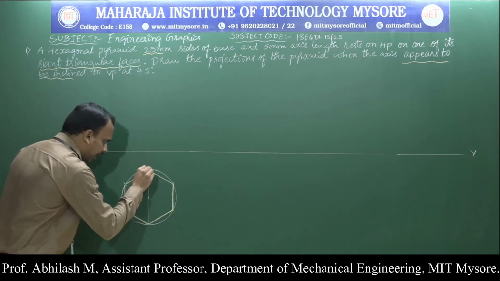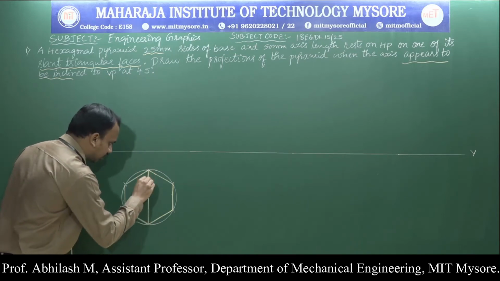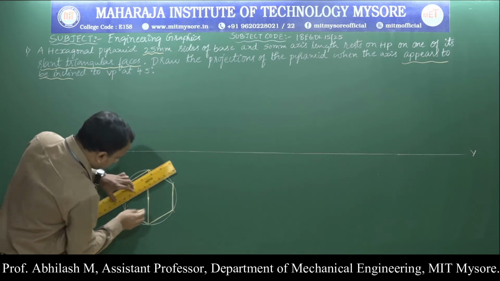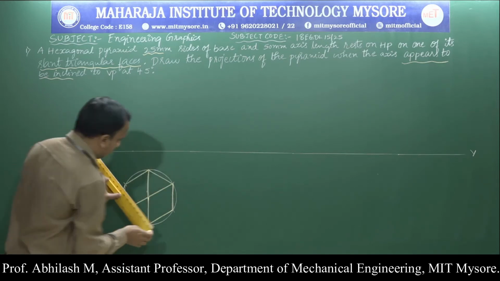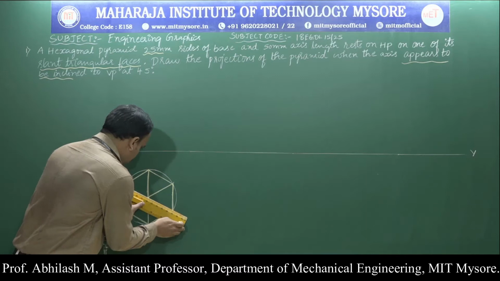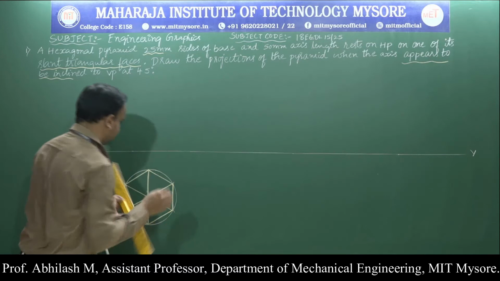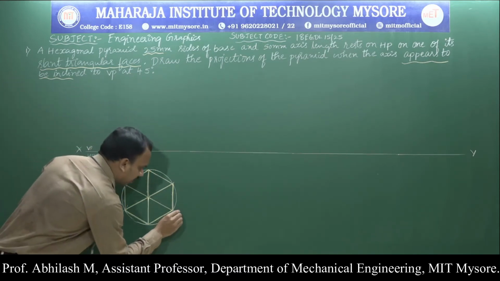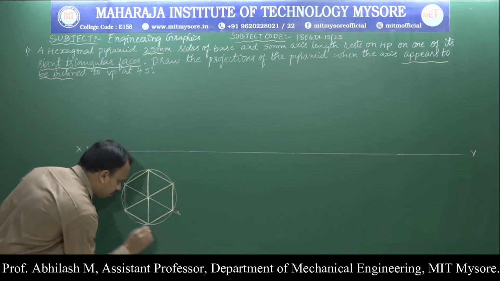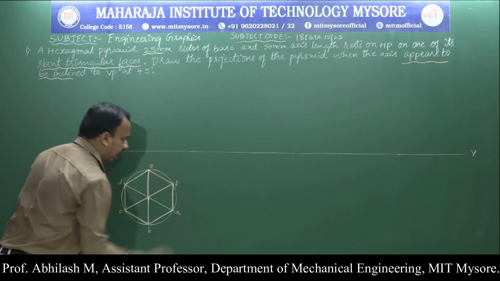Even the diagonals that are connecting are completely visible. So it is a thick line. The corner diagonals are completely visible. Now we are supposed to name the corners. So we'll begin with A, B, C, D, E, F.